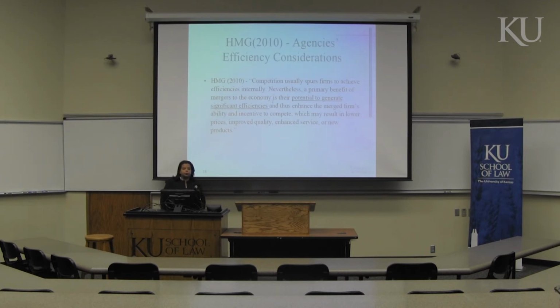So we finally get to our latest and greatest, the Horizontal Merger Guidelines of 2010, and we see that the agency's efficiencies consideration says that competition usually spurs firms to achieve efficiencies internally. So what this is saying is, yes, even in the absence of some consolidation, it is possible that the incentives being created in the market in and of itself, of firms trying to compete with one another, could be the very element that is generating efficiencies.